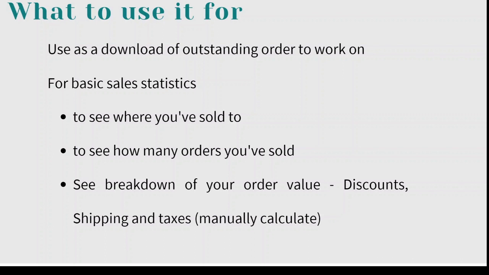And then the other thing is for basic sales statistics. So it does show you what country you've sold to, which can be useful to get a breakdown by country. It's useful to see how many orders you've sold each month, and to do a basic calculation of average order value. So you can take your total order divided by the number of orders to give you an average order value. And it also does give you the breakdown of your order into your item value, any discounts that have been deducted, your shipping, and the taxes, which you can calculate manually by taking your order total less your other items. So if you want to see a breakdown of your order, it's useful for that.